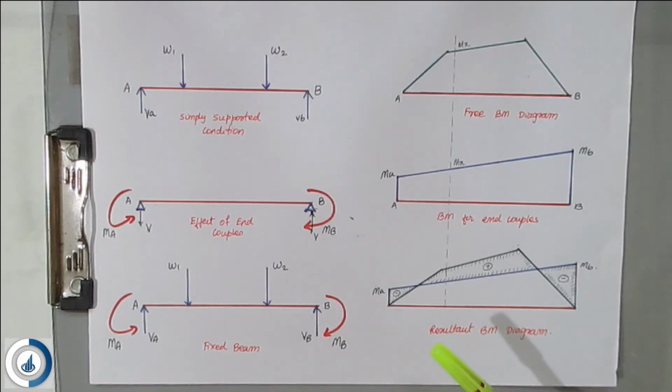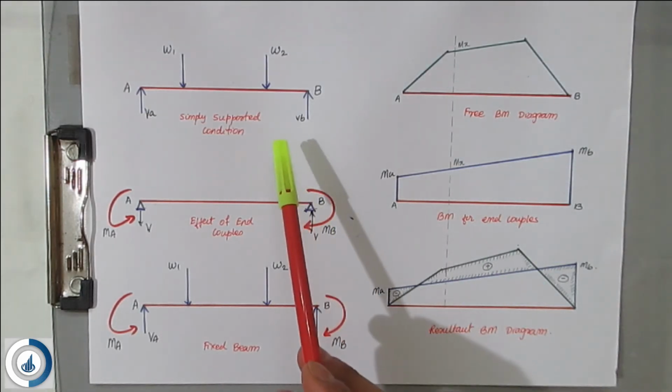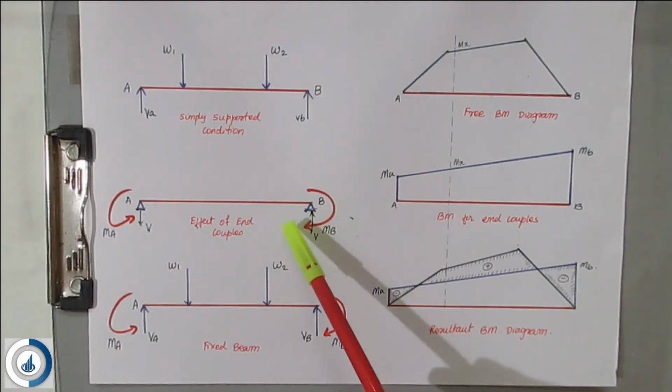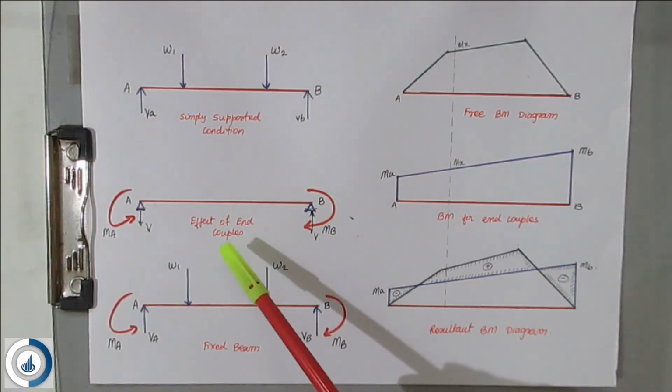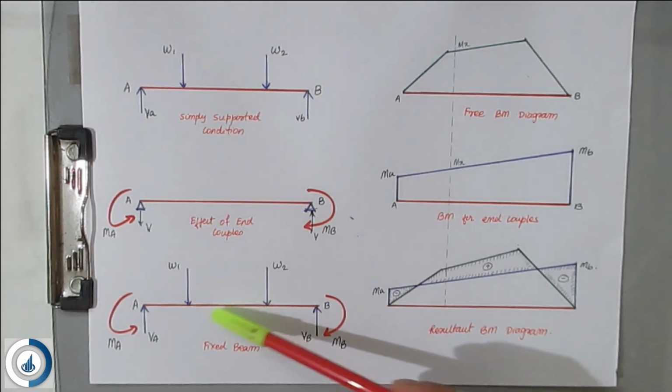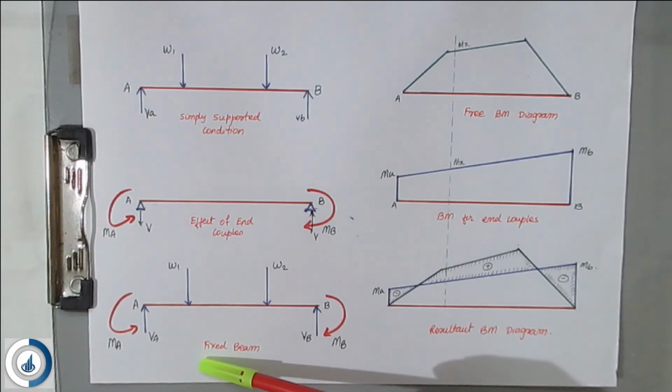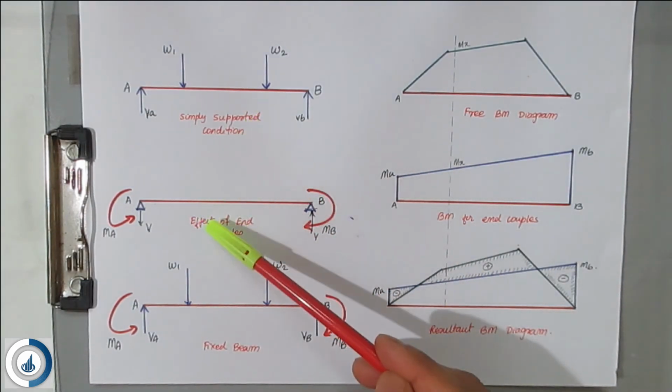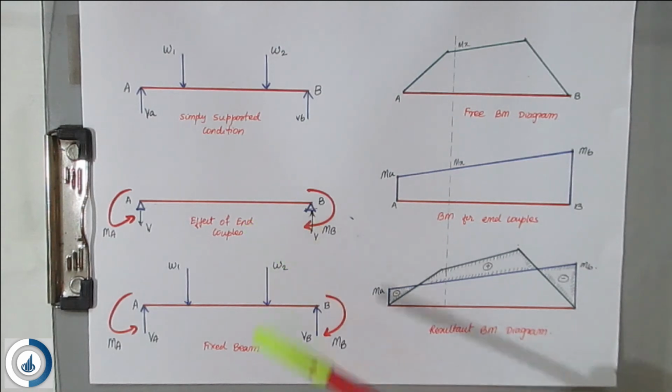So what I have done is, first I took the simply supported condition, then I applied the effect of end couples or moments for that particular beam without the external loading condition, and the fixed beam is a combination of the simply supported condition and those couples exerted at the ends. We draw the bending moment diagram for these two conditions, then we merge them and get the resultant bending moment diagram. So this is how we draw the bending moment diagram for a fixed beam.